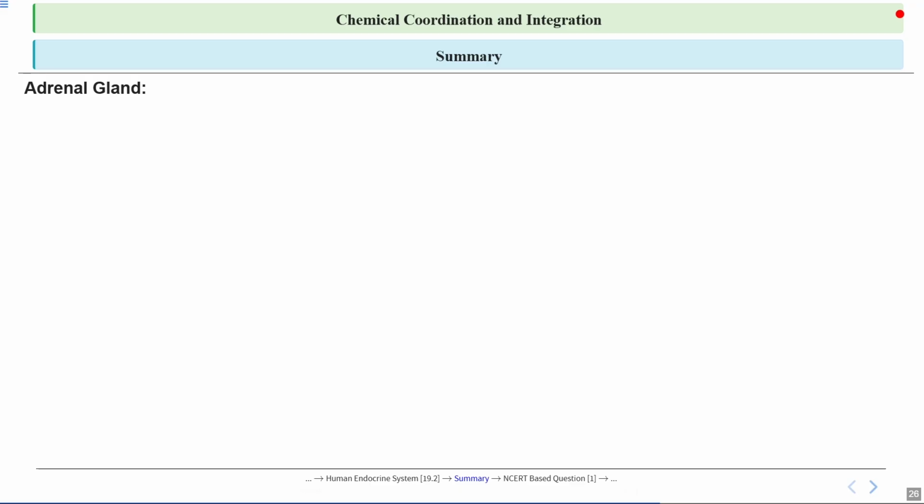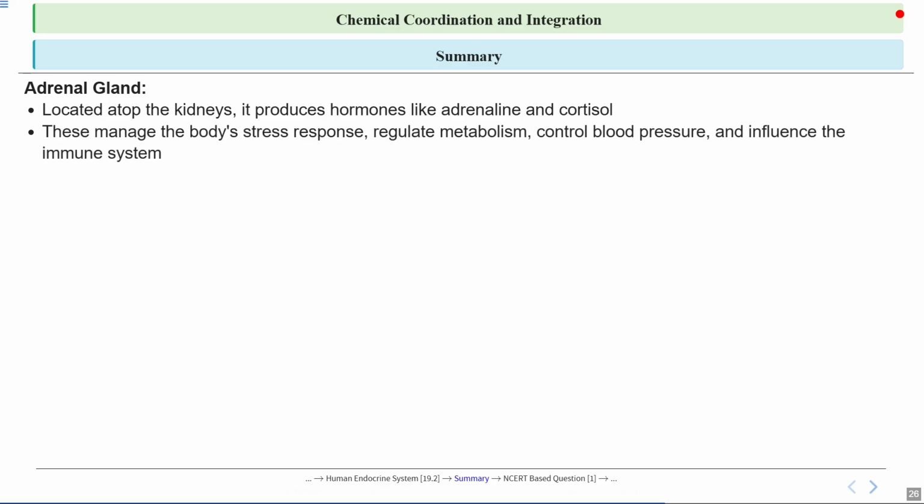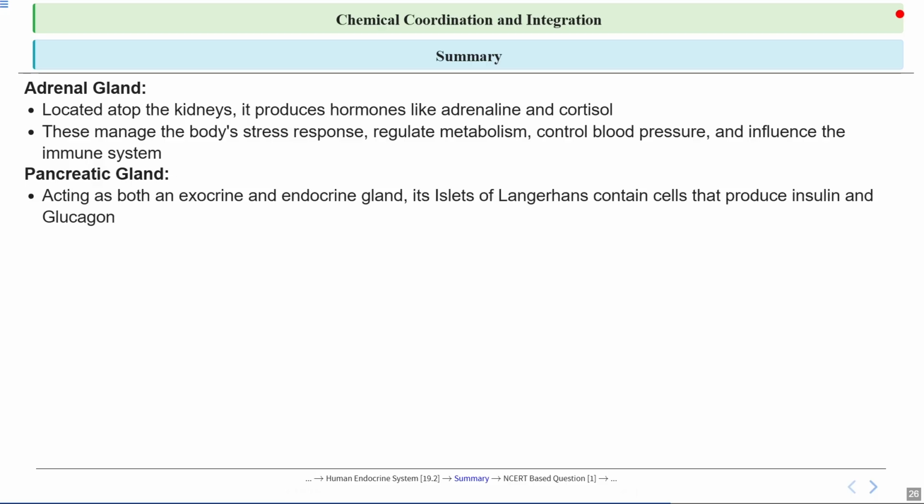So let's wrap up the chapter with a summary. We discussed the adrenal gland. It is located at the top of the kidneys and it produces hormones like adrenaline and cortisol. These manage the body's stress response, regulate metabolism, control blood pressure, and influence the immune system. Then we also talked about the pancreas. It acts as both an endocrine as well as an exocrine gland. Its islets of Langerhans contain cells that produce insulin and glucagon.